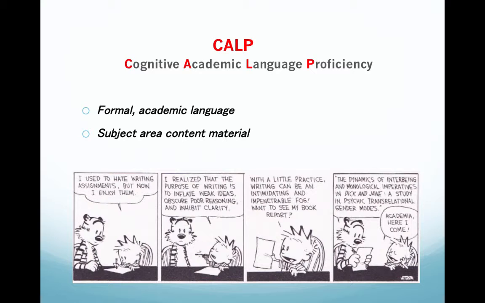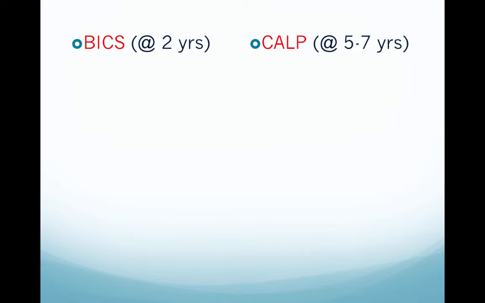Let's take a look at how we might compare these two aspects of learning a language or learning vocabulary. BICS takes about 2 years to learn, and CALP takes 5 to 7 years. If you're thinking about that ELL student in your classroom, they may be able to speak pretty good English after about 2 years, and you think, oh, they've really got the handle on English. Well, not necessarily on academic language.